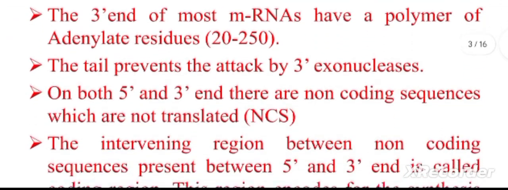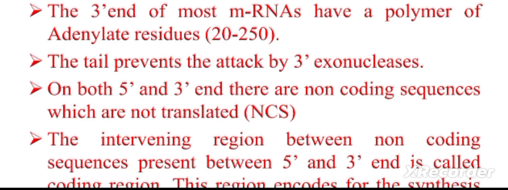And also, the 3' end of most mRNAs has a polymer of adenylate residues. What are those residues? A polymer that contains 22 to 50 residues. That tail prevents the attack by 3' exonucleases.